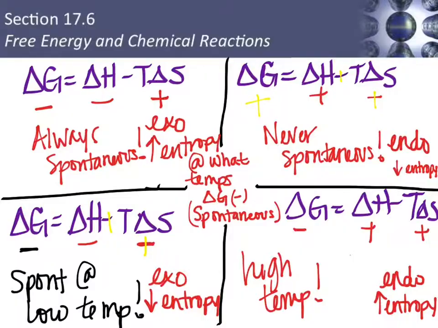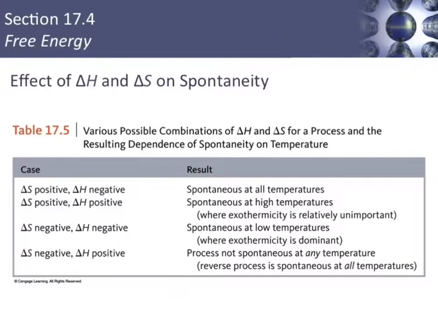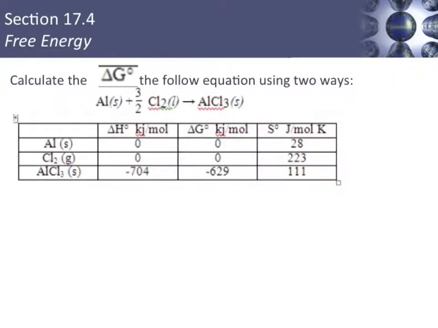All right, so we're going to go work a problem. Calculate the delta G of the following equation using two ways. So we are going to use Big Mama, and we're going to use the delta G equation. It's the one right under the table, number 5, but it's not fancy, it doesn't have the chart there. The chart's just back on the other page. So this we're going to assume is at 25 degrees Celsius.